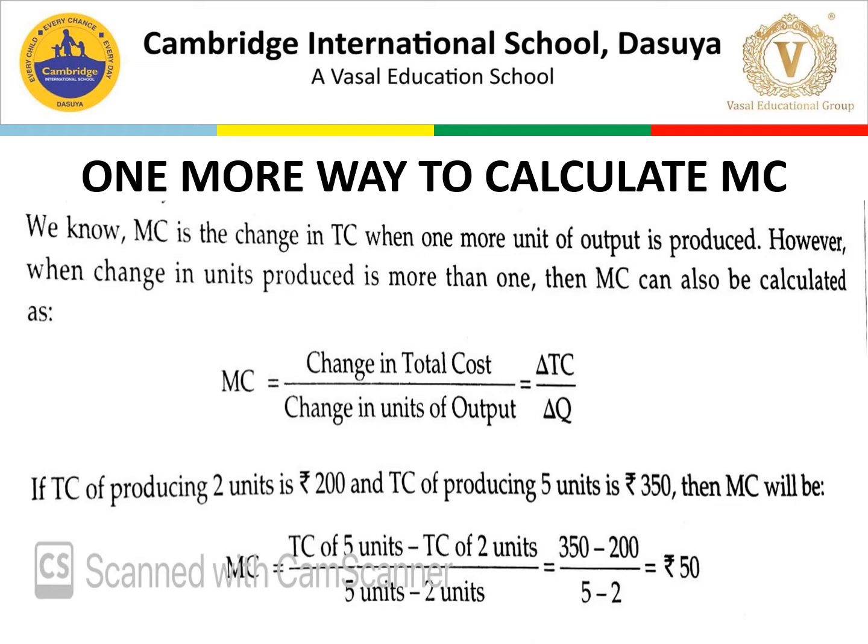So 350 is the new total cost, and 200 is the previous total cost. 5 is the new units and 2 is the old units. So the difference: 350 minus 200 is 150. And 5 minus 2 is 3. So it will be 150 divided by 3, so the answer is 50. Okay, now let's move to the next part.